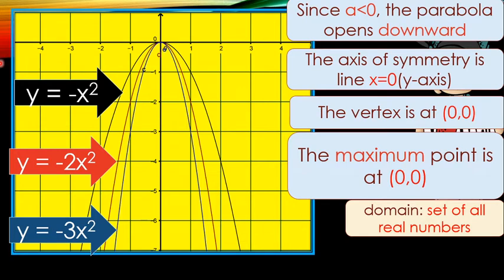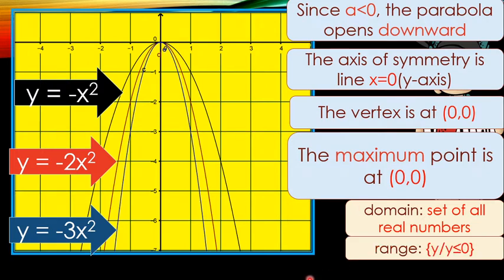Next, the domain. The set of values of x that we have here are all real numbers, while the range, or the values of y that we have in our graph, is y less than or equal to 0. It is less than or equal to 0 because all the possible values for y are negative numbers starting from 0.